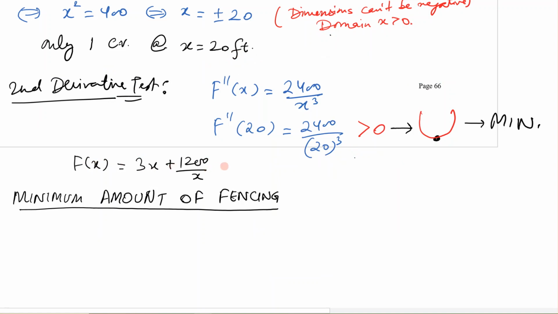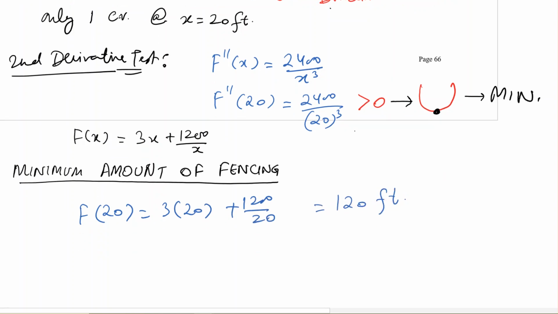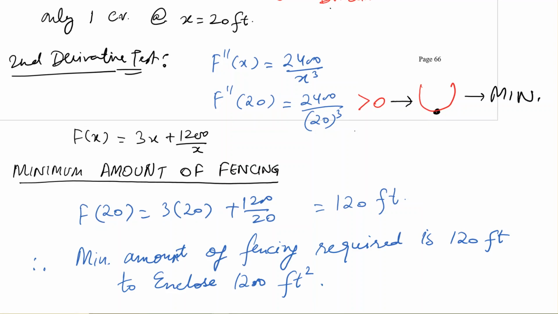Since this is our function f, the amount of fencing, we're going to find f when x is 20. So 3 times 20 plus 1200 over 20, which is 120 feet. Therefore, the minimum amount of fencing required is 120 feet to enclose an area of 1200 square feet. I hope that makes sense.